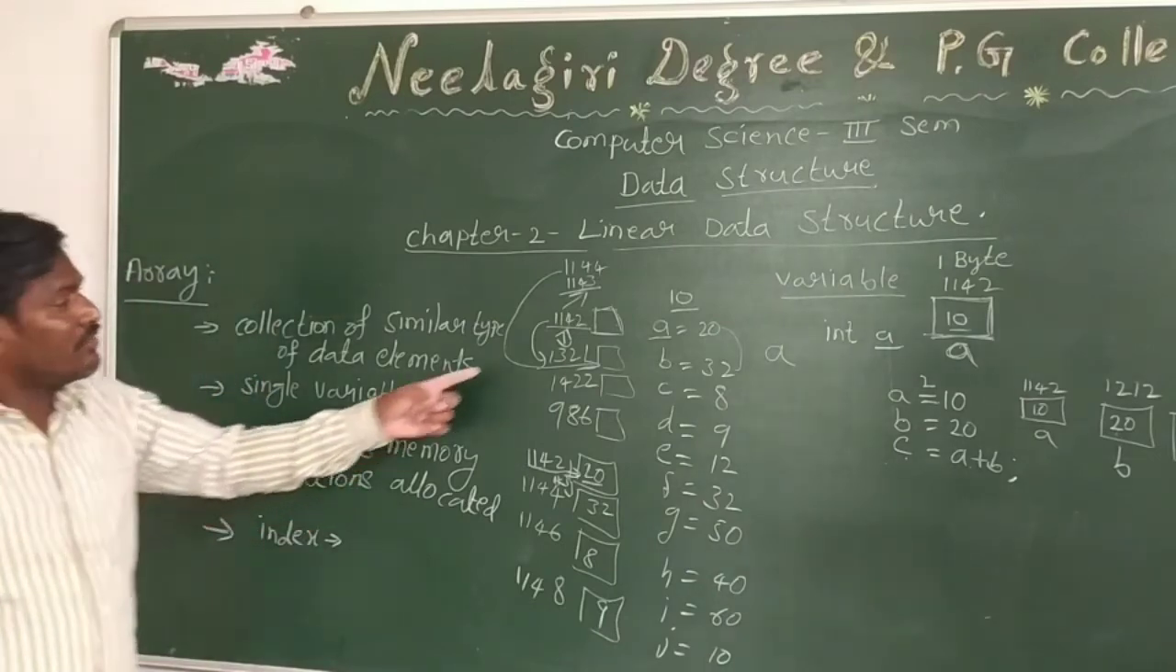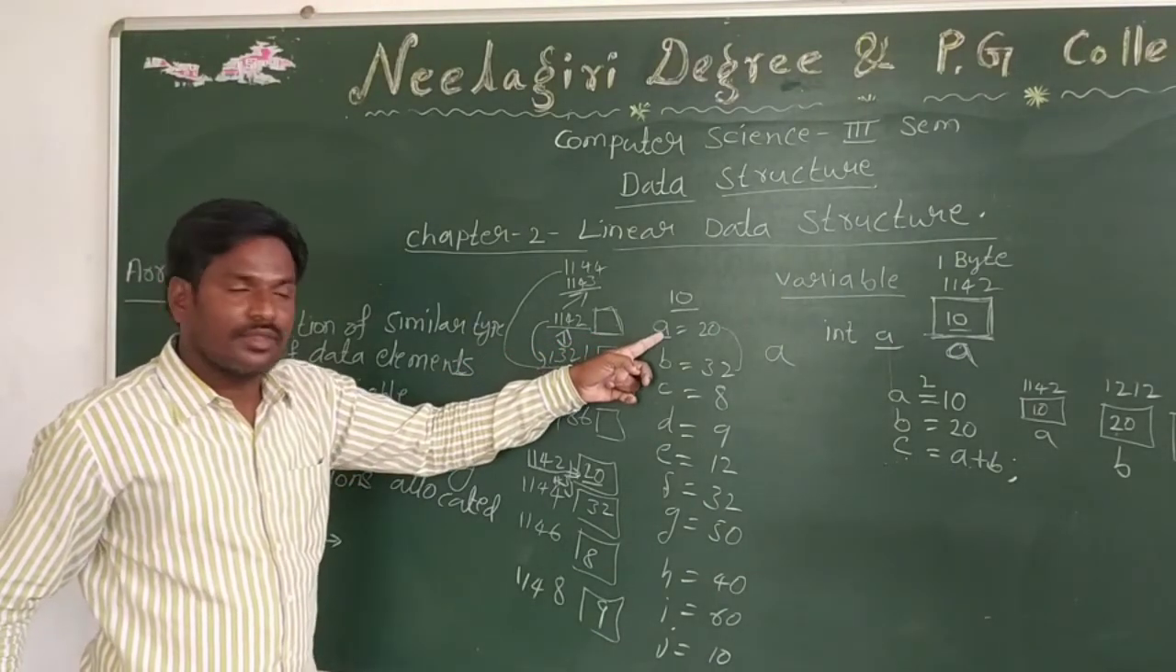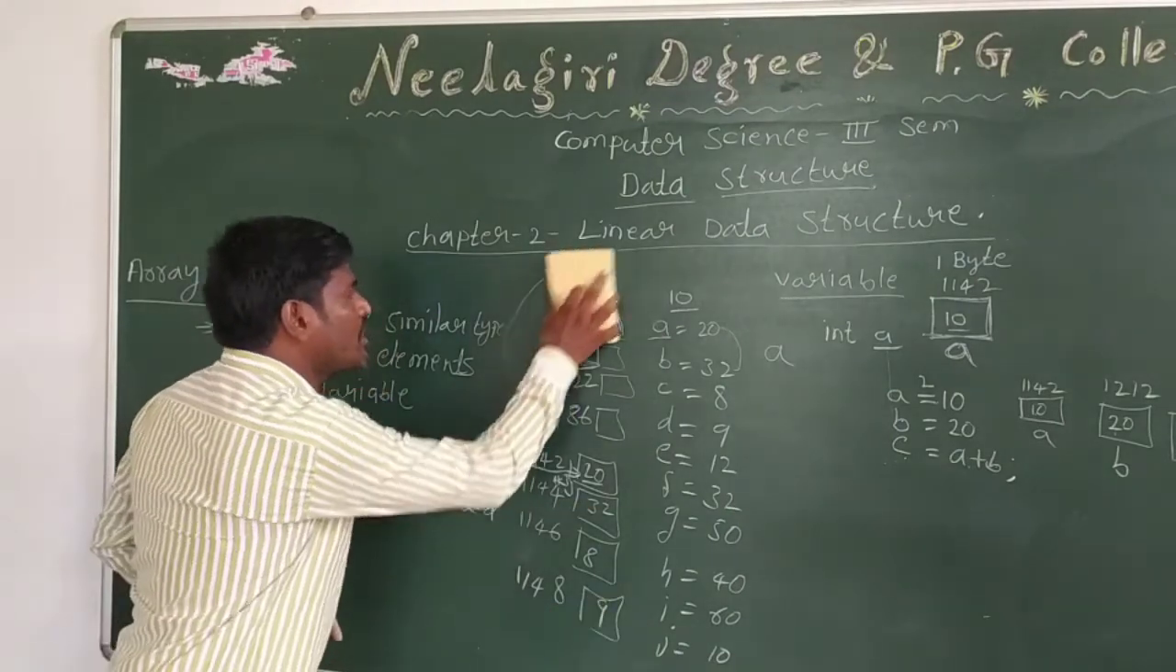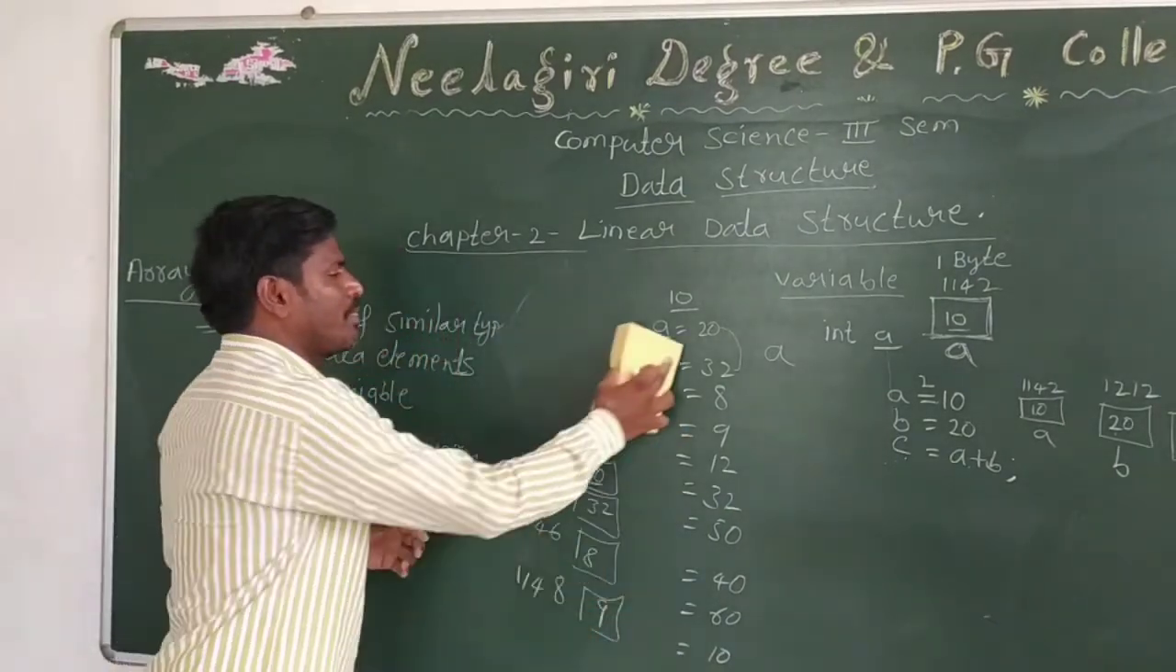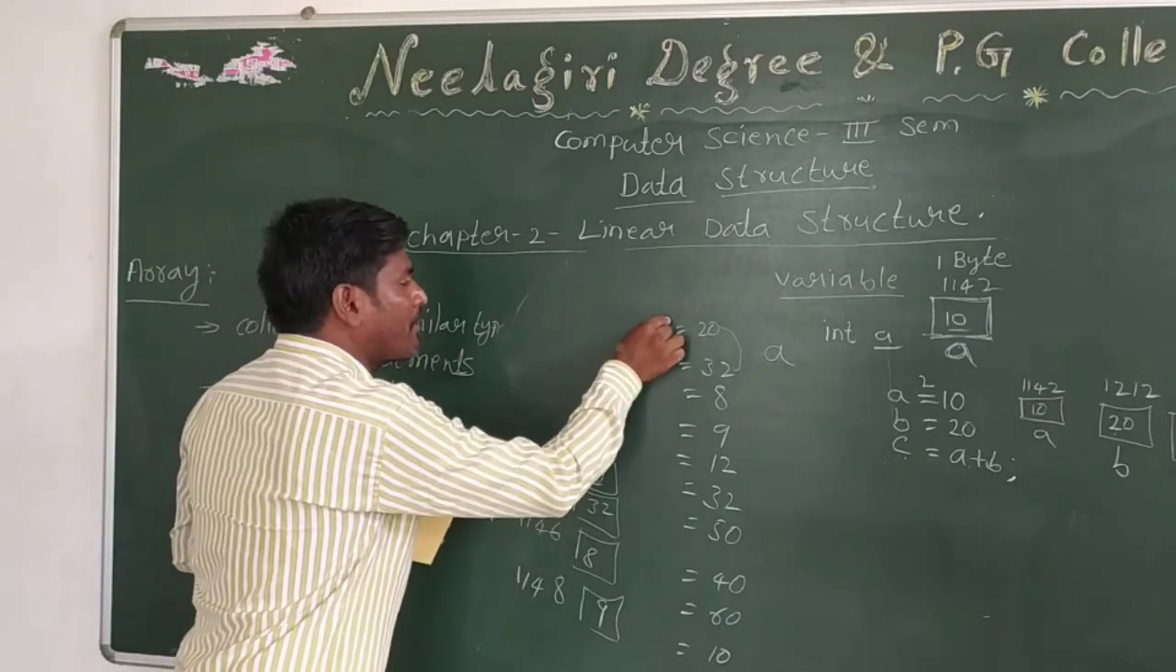That means the variable name is the only one, not all this. The variable name is only one, the only A.